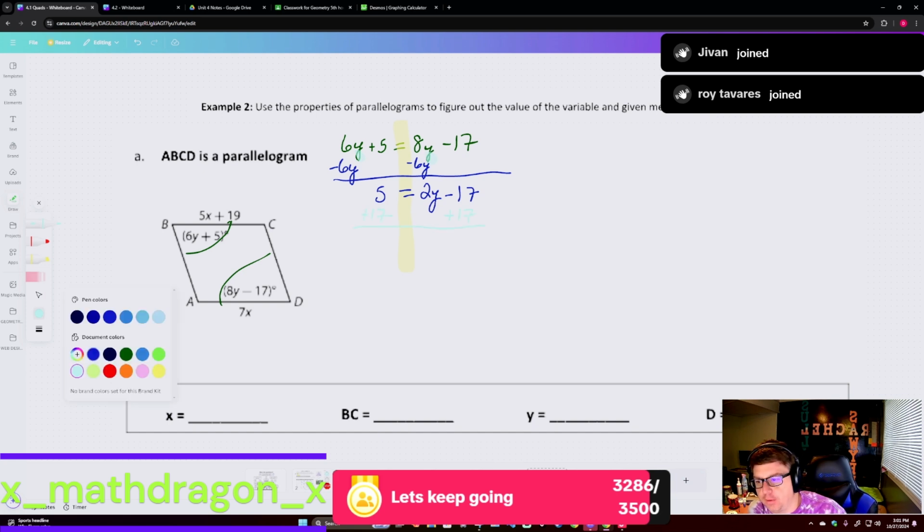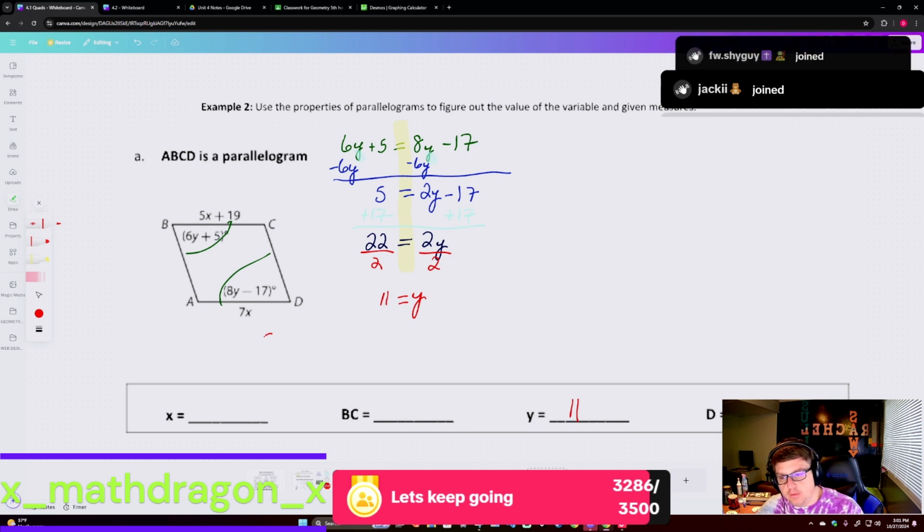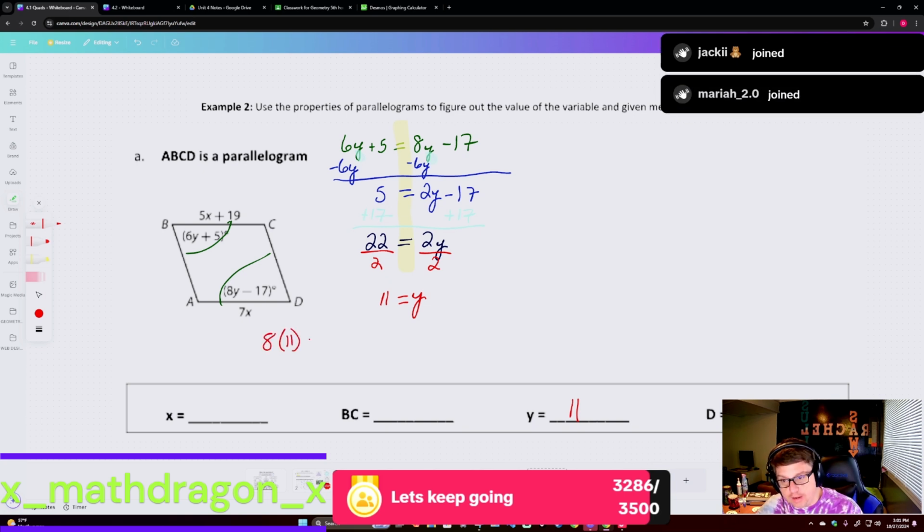Okay, if I do that, then I get 22 equals 2y. And then last step, get rid of the 2. So I'm going to divide both sides by 2, and then y is going to equal 11. So if y equals 11, and I want angle D, then take 8y minus 17. We already know y equals 11. So 88 minus 17 is going to be 71.